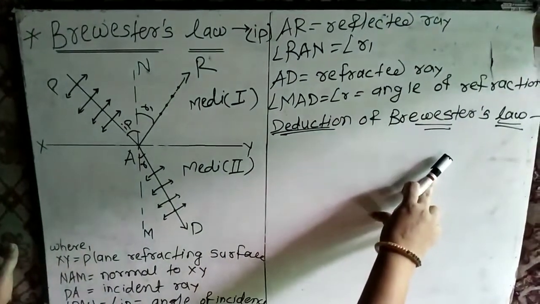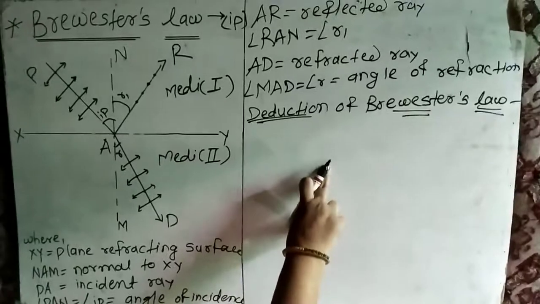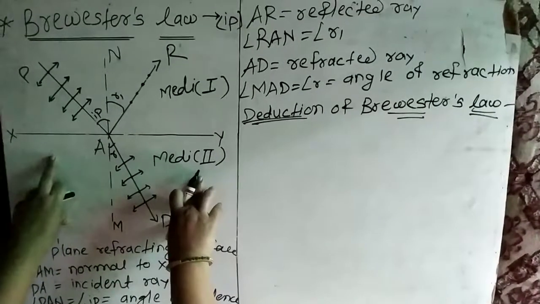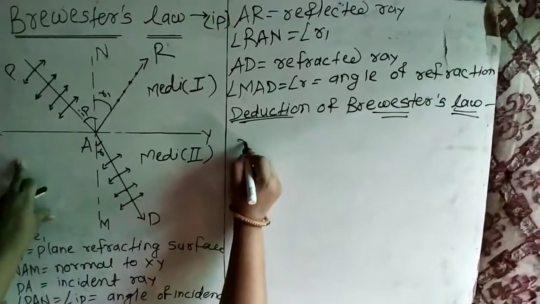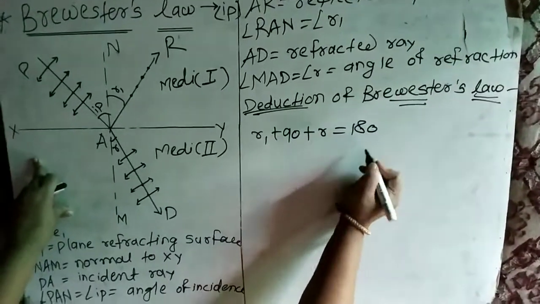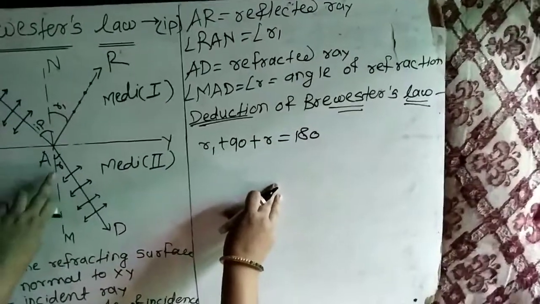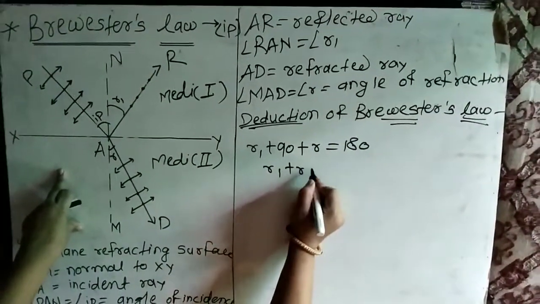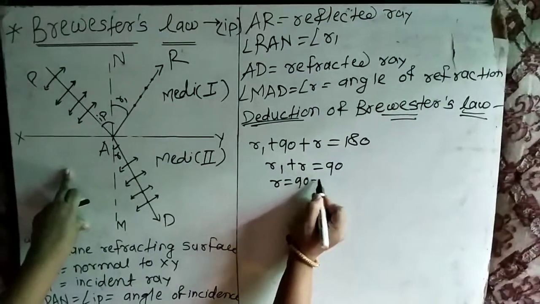Now the deduction of Brewster's law from this figure. At the polarizing angle IP, the reflected ray R1 and the refracted ray R are perpendicular to each other. So R1 plus 90 plus R is equal to 180. Now R1 plus R is equal to 90, then R is equal to 90 minus R1.